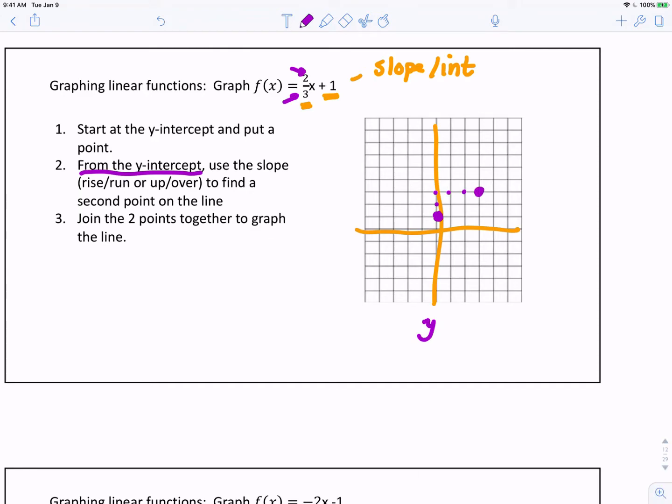And then all we have to do is join these points together and extend the line. So that's how we graph a line that's in slope-intercept form. We go to the y-intercept. From the y-intercept, we count off the slope. That gives us a second point, and we join the points together.